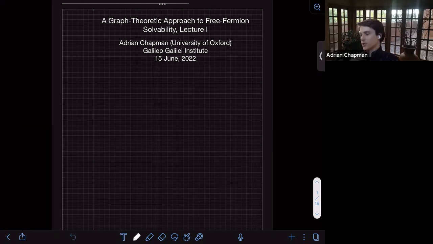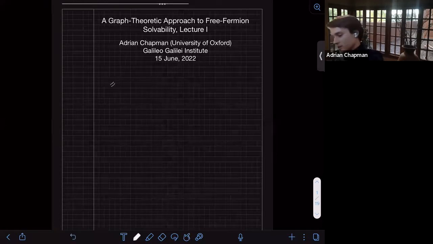So my work is primarily on mathematical physics and, in particular, the application of combinatorics to condensed matter systems. So today I'm going to be talking about a graph-theoretic approach to Free-Fermion solvability. I'll first draw what I call a graphical outline.